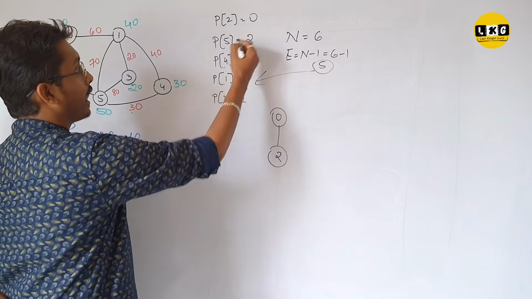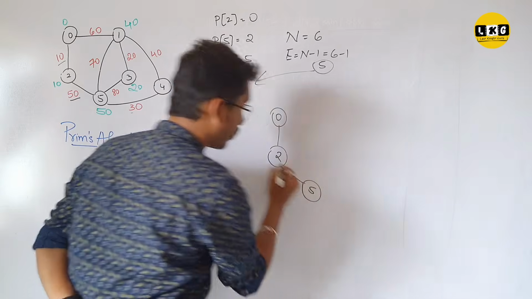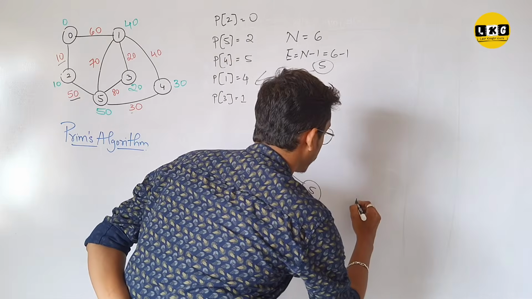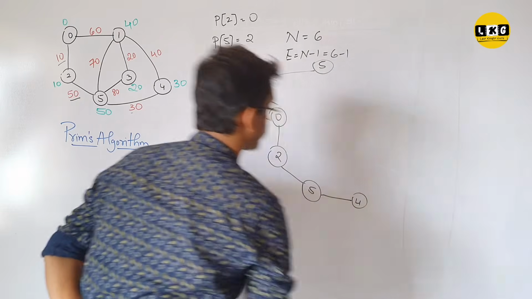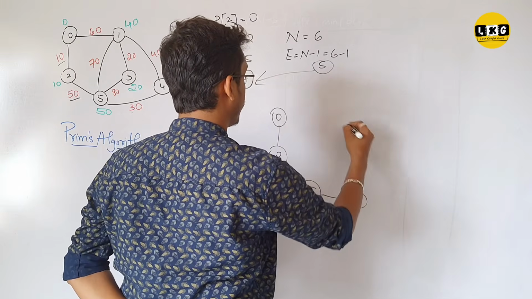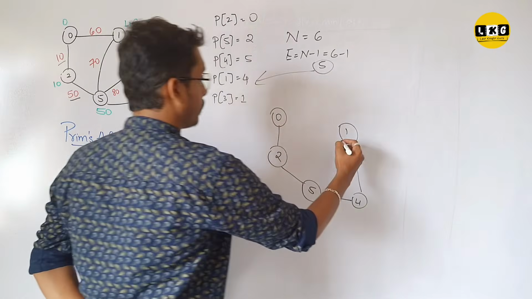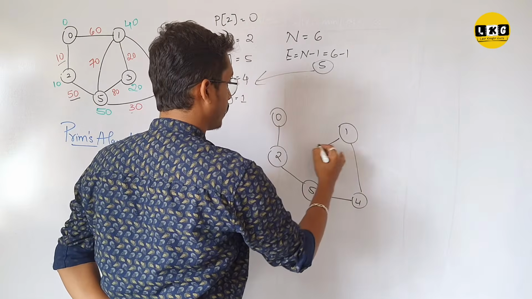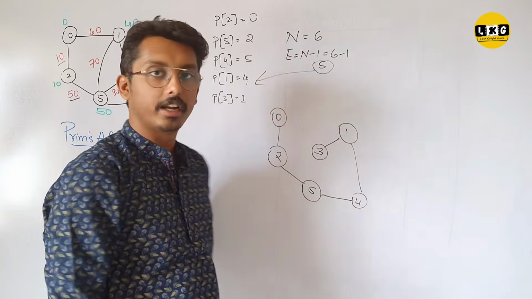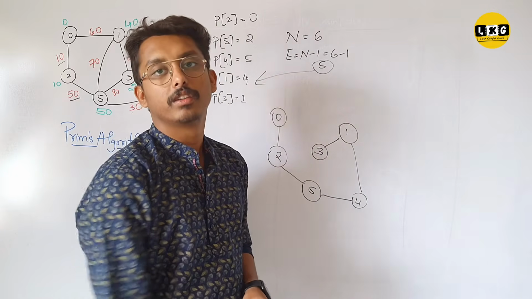Simple thing. Parent of node number 5 is 2. That means that I need to connect node number 5 to 2. Parent of node number 4 is 5. Parent of node number 1 is 4. Parent of node number 3 is 1. So, you can draw this minimum cost spanning tree in any way. Alright? So, this is the minimum cost spanning tree which we have got.